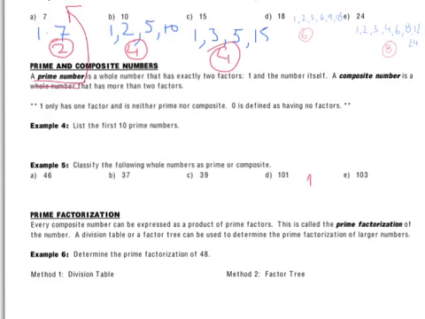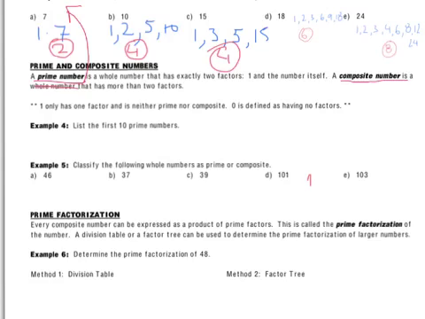A composite number, on the other hand, is a whole number that has more than 2 factors. So all the other ones above here are composite numbers. Alright, let's see if I can list my first 10 prime numbers, and maybe you guys can do this on your own at home. It'll take me a while to get all 10 here, but let's go.